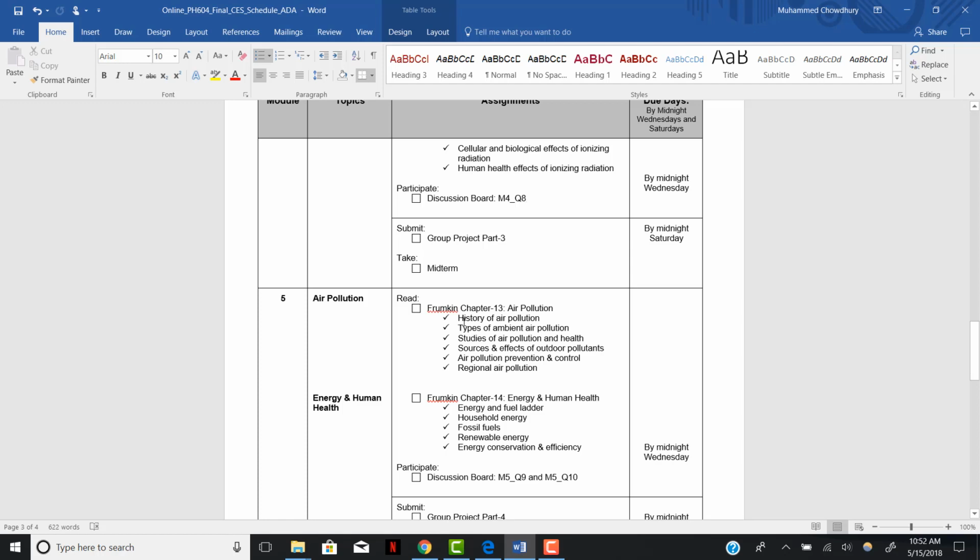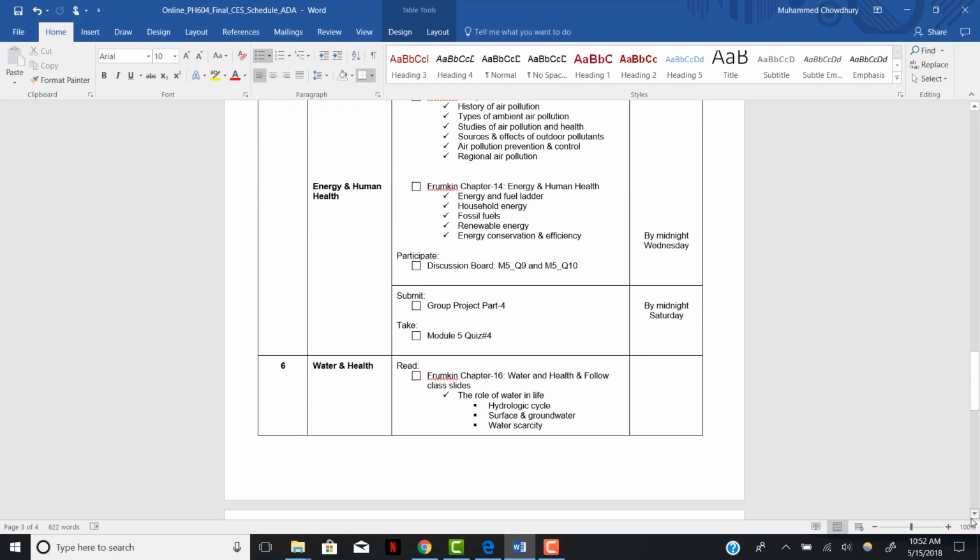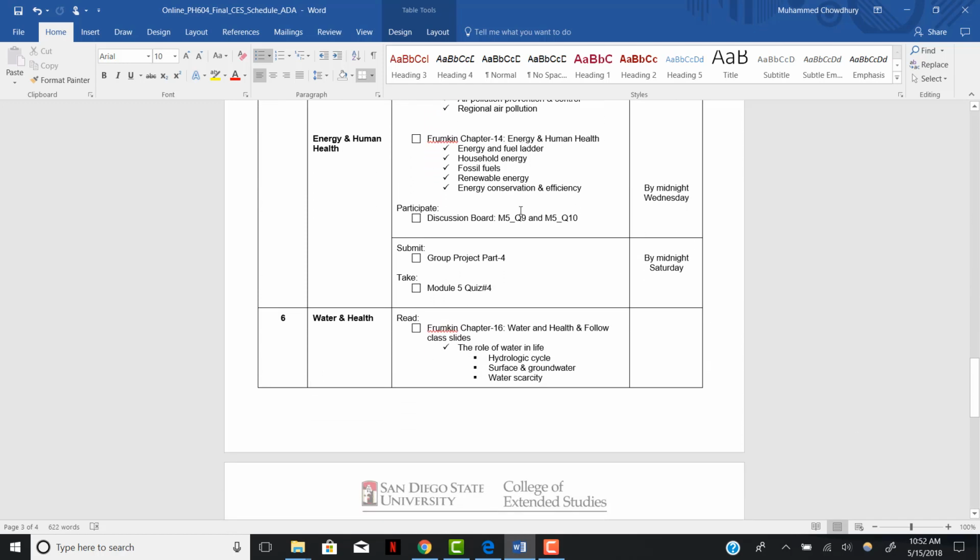Module 5 is about air pollution, energy, and human health, essentially indoor air pollution, and mostly focusing on developing countries. Reading material can be found in chapter 13 and chapter 14 of your textbook. Discussion board questions 9 and 10 are due by Wednesday, and there's no additional response due by Saturday for the discussion board. However, you will have part 4 of your group project due by Saturday, and quiz number 4 is due by Saturday midnight.